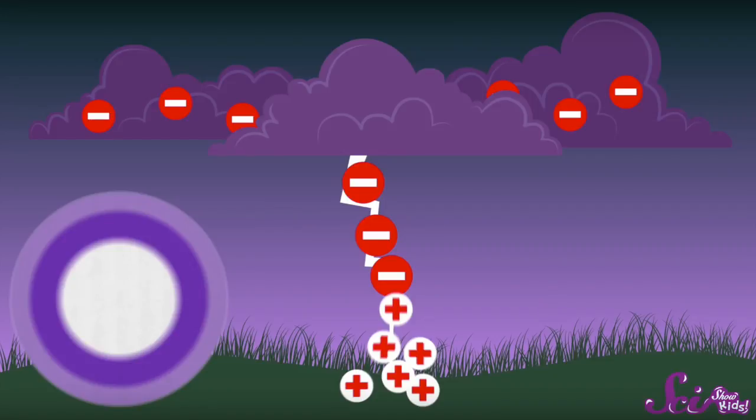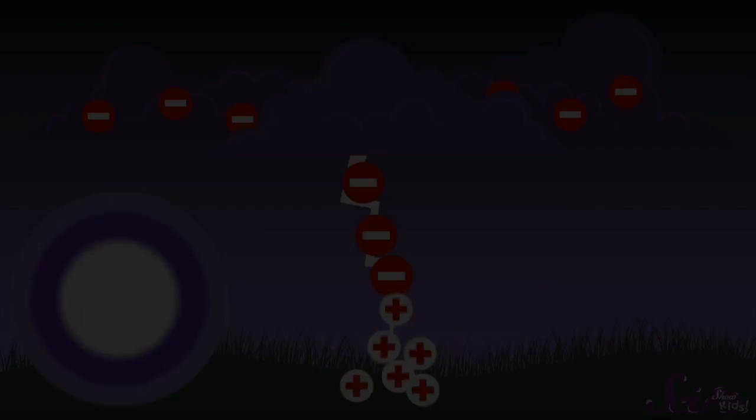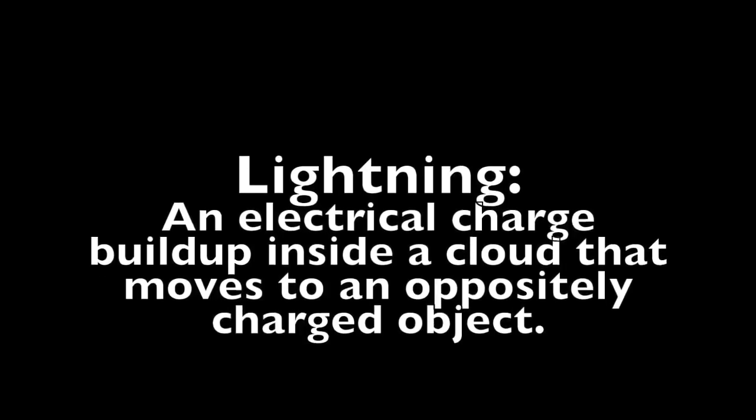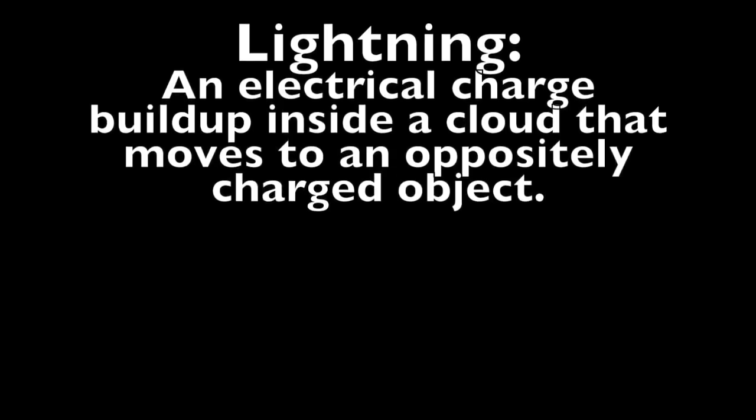Electrical charges form and opposite charges attract. And now that we know how lightning happens, this can help us form a working definition for lightning. So lightning is an electrical charge buildup inside a cloud that moves to an oppositely charged object.